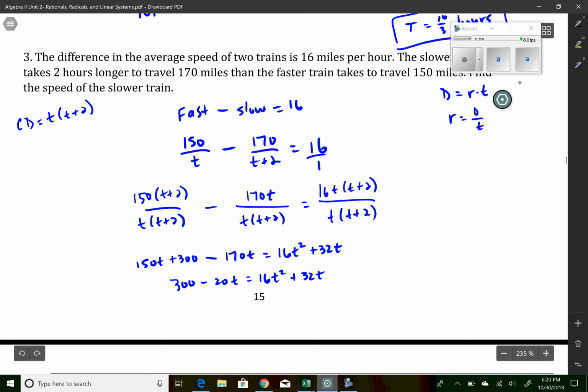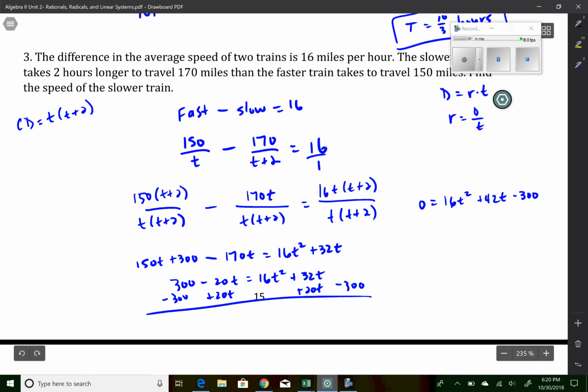And then we can move some terms across. So move the 20t across and move the 300 across. So I have 0 is equal to 16t squared plus 42t minus 300. Everything here is a common value of 2, so I could divide everything by 2. So I have 0 is equal to 8t squared plus 21t minus 150. And then I want to try and factor. Now this factoring is going to be tough because I would have to use the AC method and do all of that. So instead of doing all of that, what I could do is graph it.